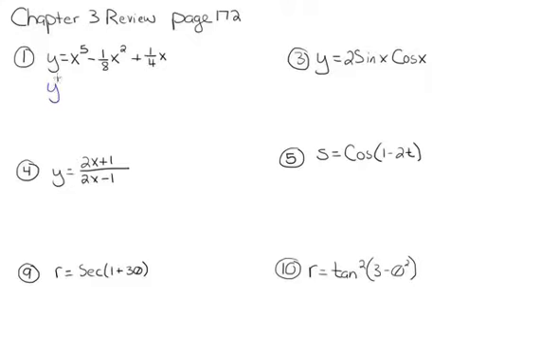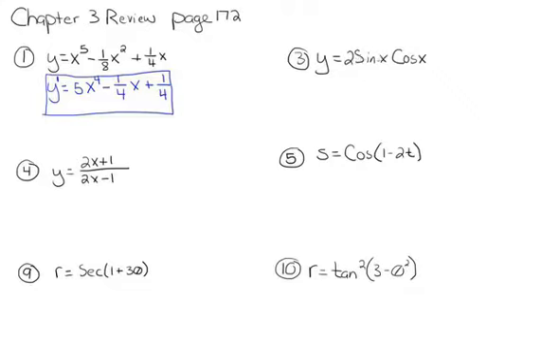I think this one's pretty easy. We just go term by term, power rule. So 5x to the fourth minus 2 comes down, makes it 1/4 x plus 1/4. And on all these problems, let's just worry about the derivatives. We won't do much simplifying.